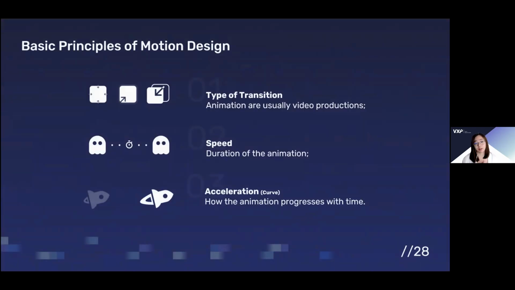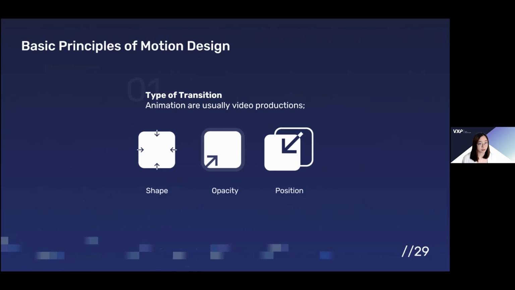So in UI design, the motion is fairly simple and natural. Its principle focuses on three things: type of transition, speed, and acceleration, which is the curve. We have three typical transition types. The shape, which is a change in shape, like shrinking and expanding; change in opacity, like fading in and out; and change in position, which is easing along a path.